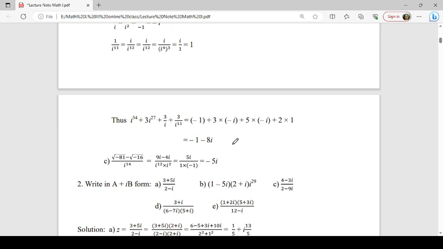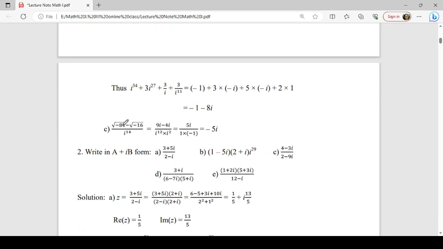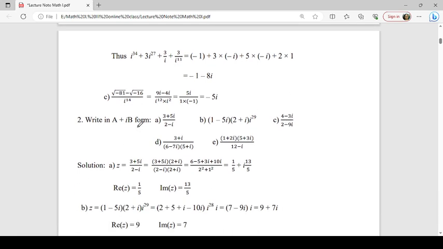Then root over, suppose it is not written in terms of i, but because it is minus here, we write it as minus 1 into 81. So root over minus 1 is i, and root over 81 is 9. Similarly, this is minus root over minus 1 is i, and square root of 16 is 4, so it is 4i. So 9 minus 4 is 5i. Then i to the power 14 is minus 1, and it is minus 5i. Answer is minus 5i.